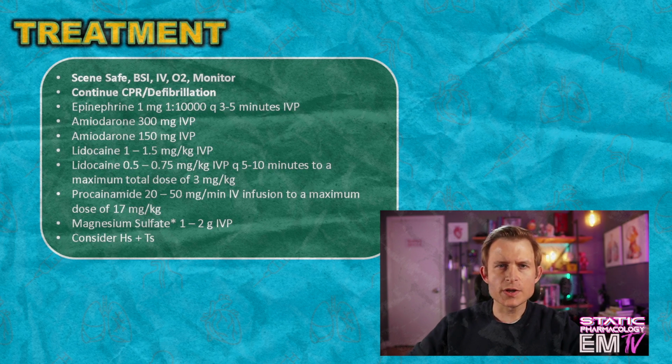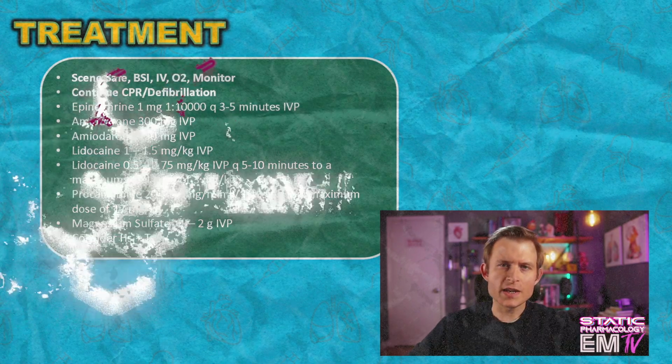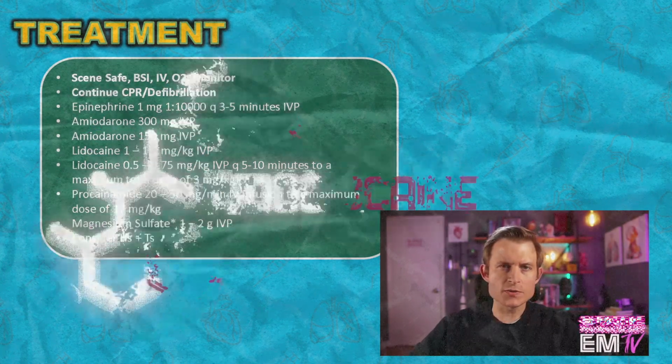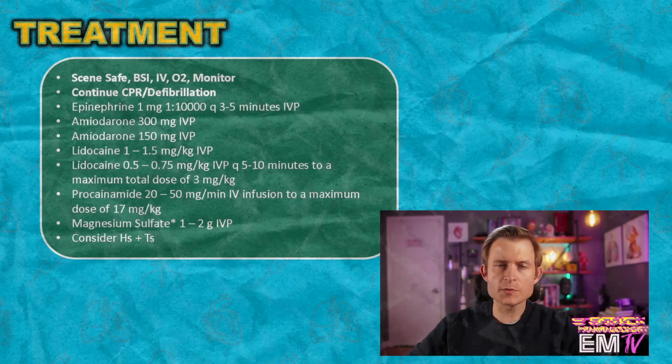After you've maxed out your amiodarone dose, if you still have persistent VFib or pulseless VTAC, you'll move on to a second-line ventricular antidysrhythmic. Lidocaine is a good choice for this. Lidocaine is given at a weight-based dose of 1 to 1.5 milligrams per kilogram, rapid IV push. Subsequent doses are given at 0.5 to 0.75 milligrams per kilogram. These are given every 5 to 10 minutes, up to a maximum total dose of 3 milligrams per kilogram.